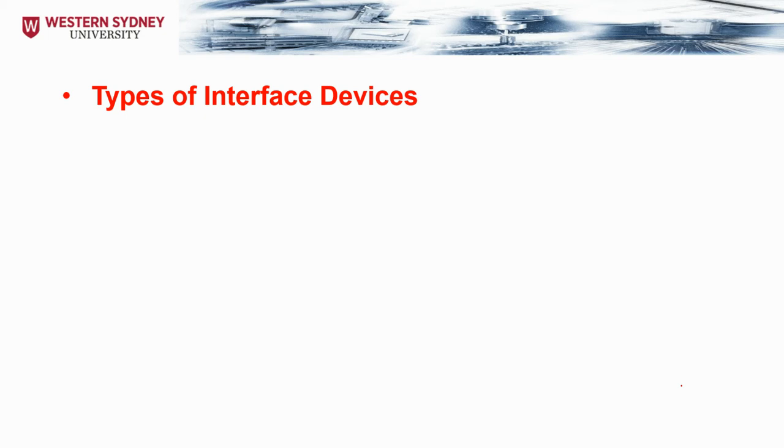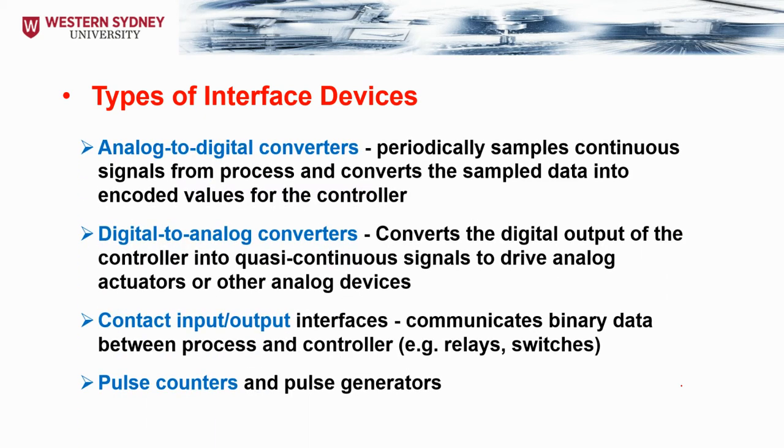Now, the problem is that the computer is always going to read digital values, not analogs. So that's why we need to have the interface. The interface is going to change the analog to digital, and then for the actuators, it's going to send it from digital to analog. So the types of interface device are, first, analog to digital converters. We have digital to analog converters. We have contact input output interface, and we have the pulse counters and the pulse generators.